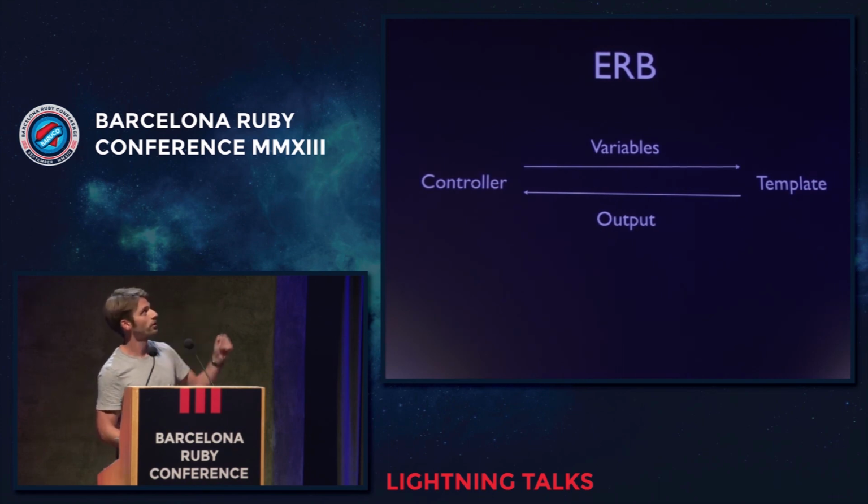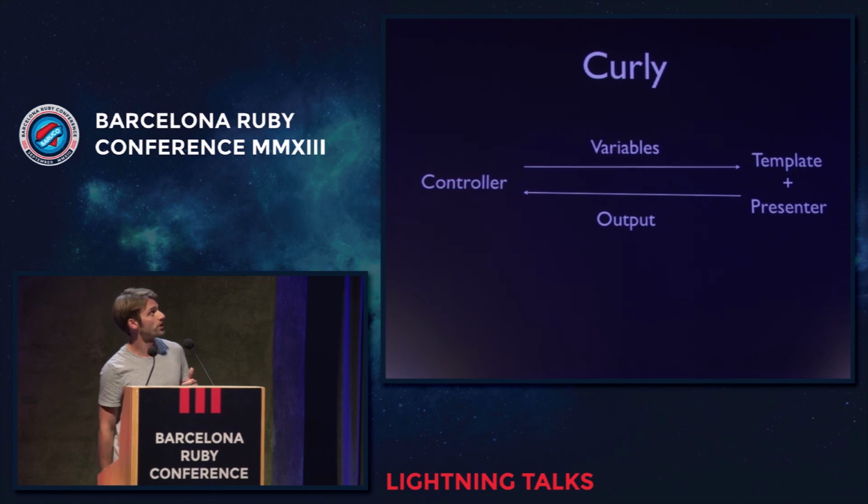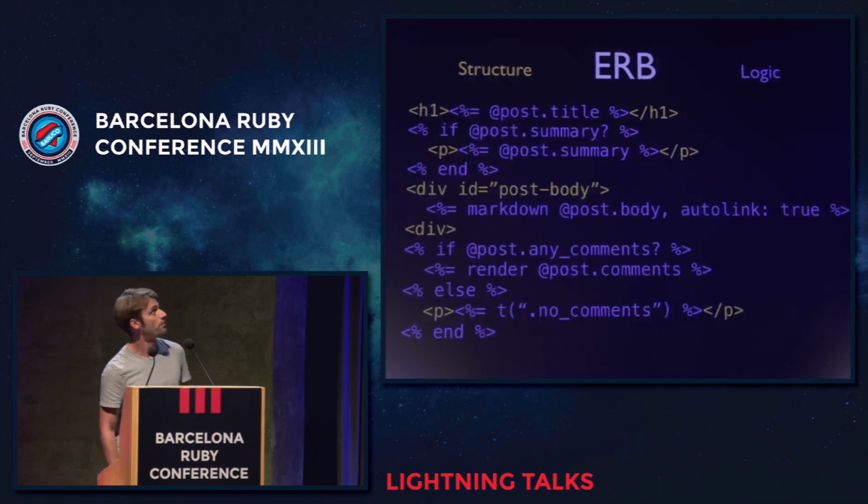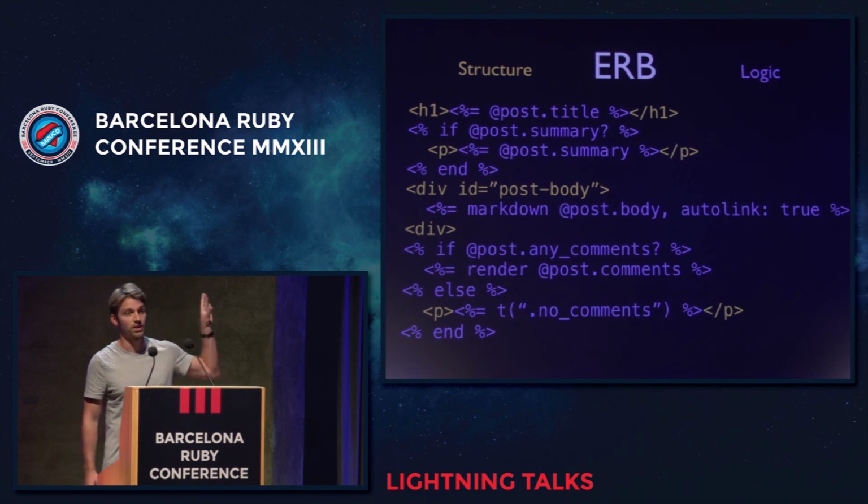You have the controller, it sends some variables to the template, and it gets the output back. This is the same way that Hammer works, basically. So there's no real difference in design there. So what we propose is that we have two parts of a view. We have the template and we have a presenter. Those match up with the structure and the logic.